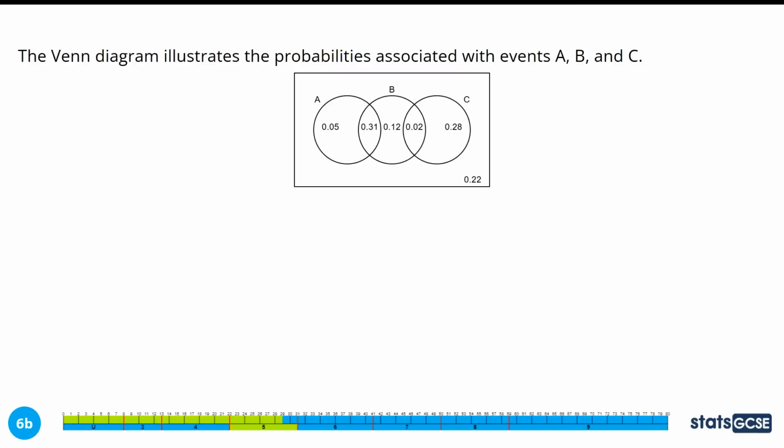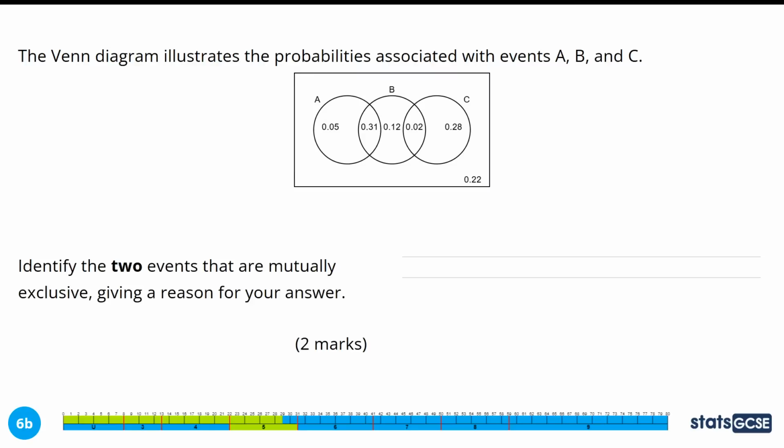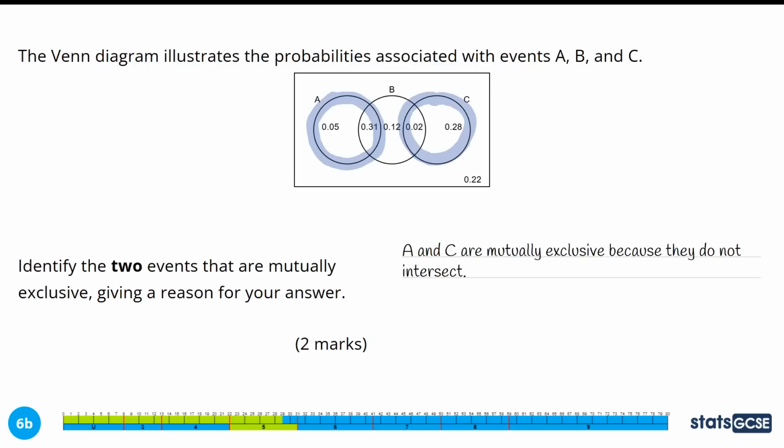The Venn diagram illustrates the probabilities associated with events A, B and C. Identify the 2 events that are mutually exclusive, giving a reason for your answer. Looking at the Venn diagram, events A and C do not overlap at all. So A and C are mutually exclusive because they do not intersect.